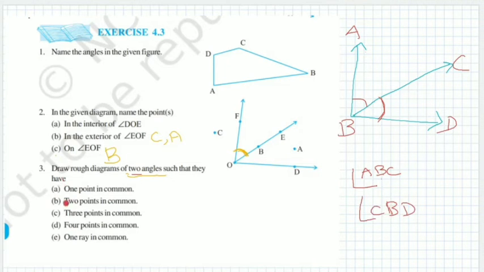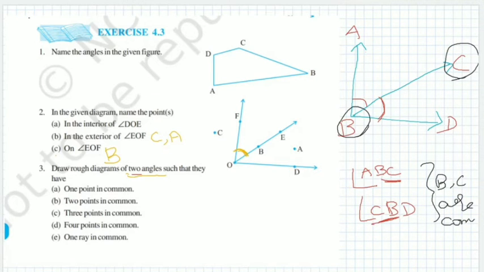From this question, we can answer there's 2 points in common. What are the 2 points? From here you can see ABC, CBD. The 2 points common will be B and C. B and C are common in both. You can just write points B and C are common.